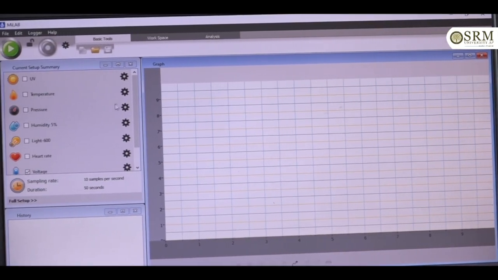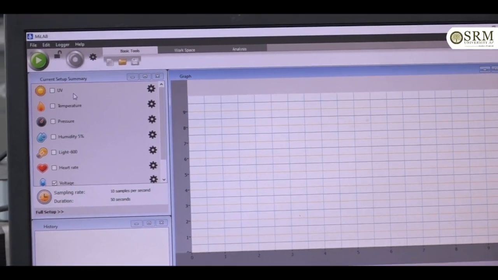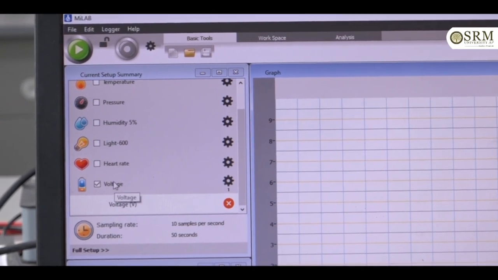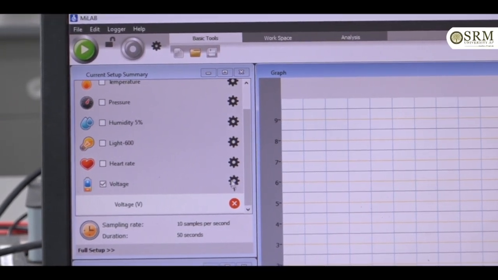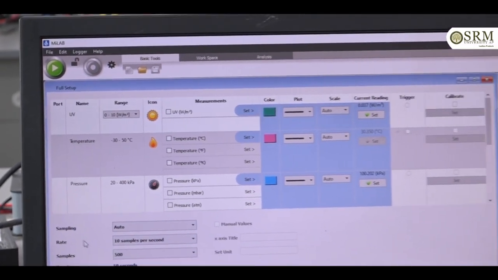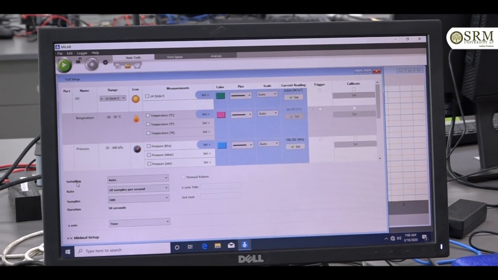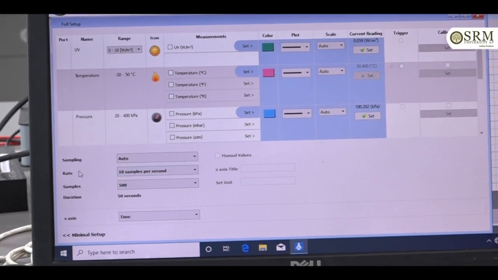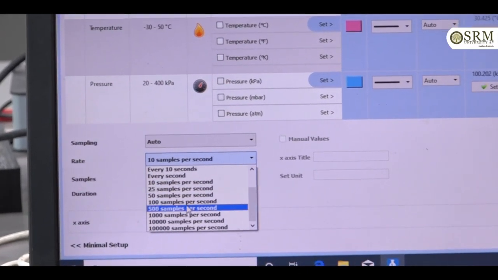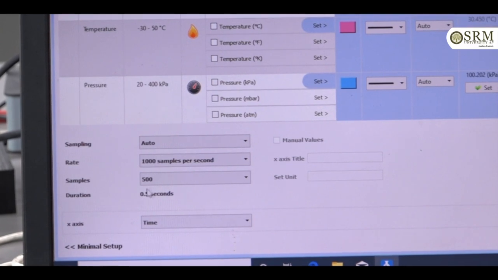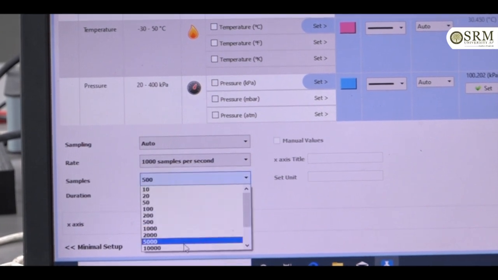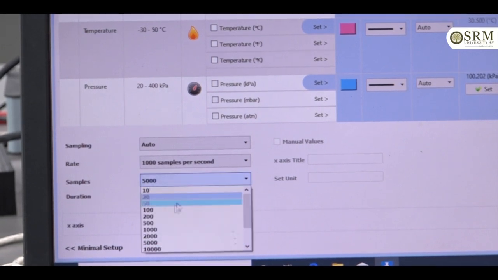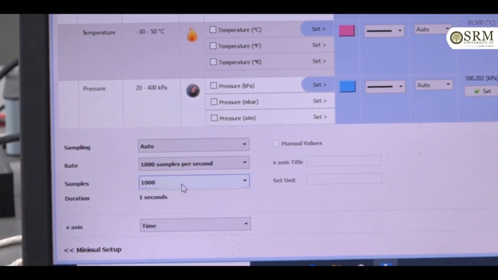Now we will check. There is a dialog box on the left side of the screen. It shows UV, temperature, pressure, humidity, light, heart rate, voltage. We need voltage, that is why we click the settings of the voltage. In those settings, for initial sampling two modes are there, auto and manual, keep it in auto mode. Next, rate: here we take 1000 samples per second, it is a constant. Later on, samples: according to your wish, we will take the samples. If we increase the samples, the duration will increase. If we decrease the samples, the duration will decrease. So, once again please check it.